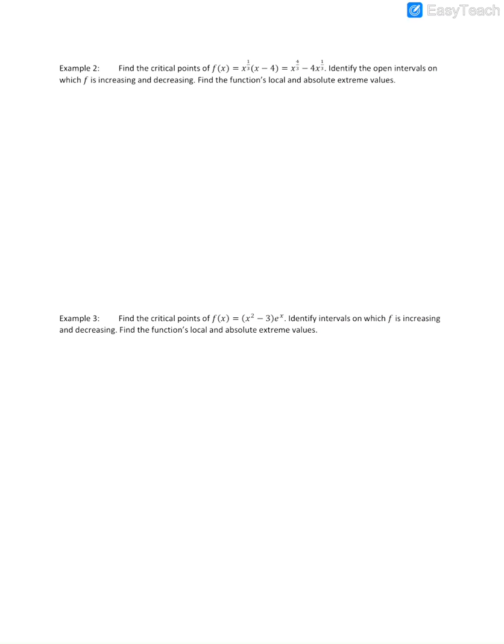All right, let's try example 2. Find the critical points of f of x equals x to the 1/3 times x minus 4. I kind of simplified it a little bit for you there. I just distributed the x in, so x to the 4/3 minus 4x to the 1/3. Identify the open intervals on which f is increasing and decreasing. Find the function's local and absolute extreme values. All right, so we're not only doing increasing and decreasing here, we're also doing maxes and mins.